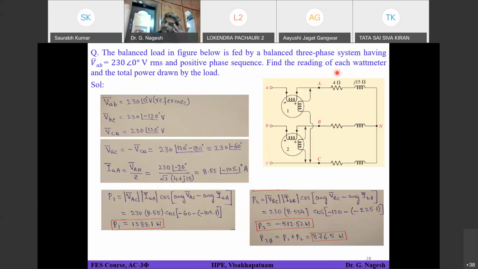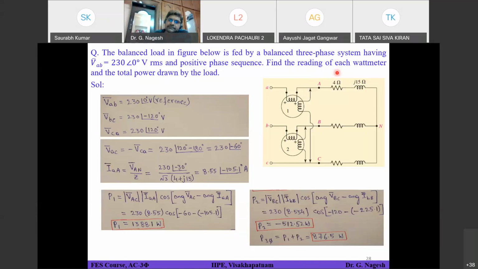Sir, one doubt, sir. Generally, the average power consumed by an inductor and capacitor is zero, no, sir? Real power consumed by inductor and capacitor is 0. We are not considering the average power, no, sir. Then why don't we take the power consumed by J15?